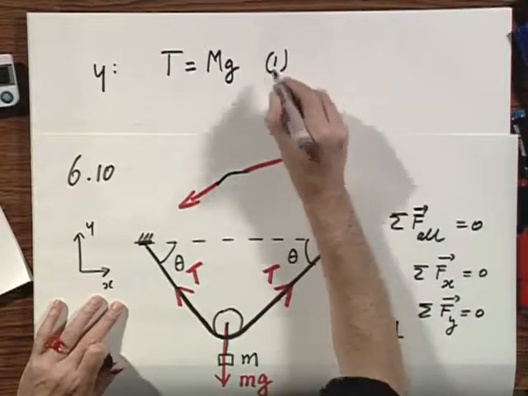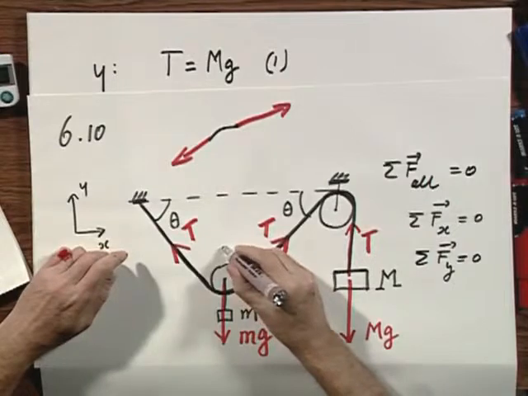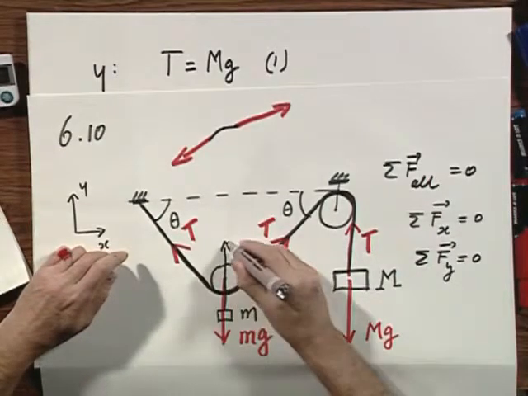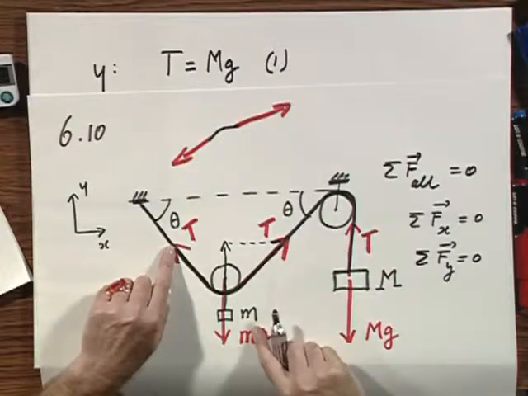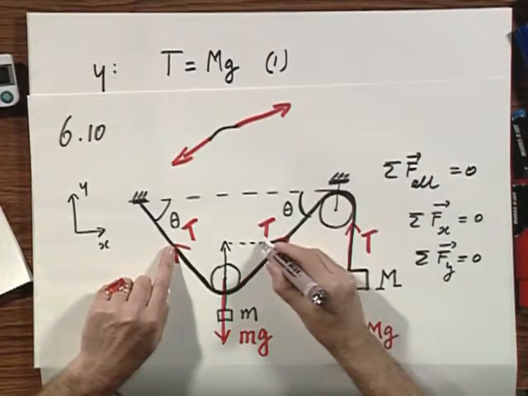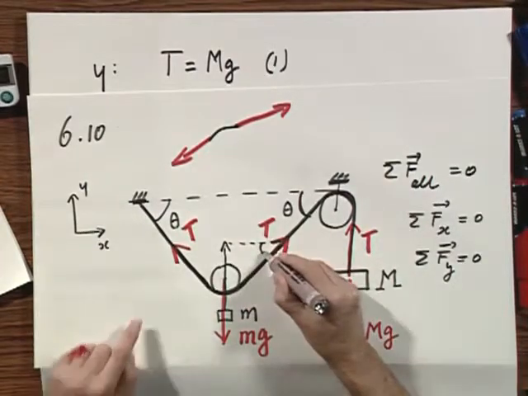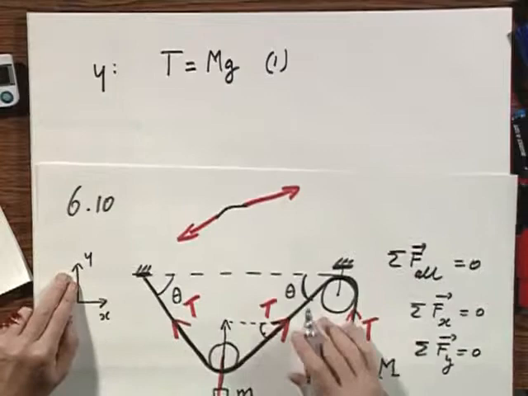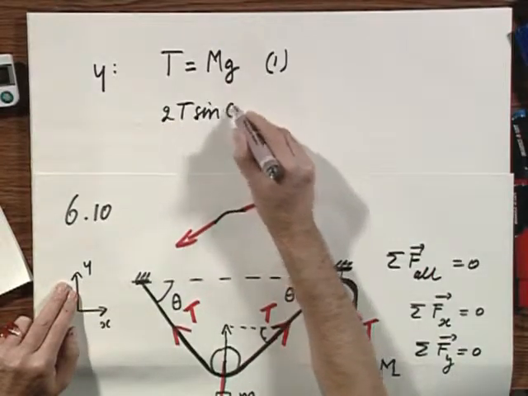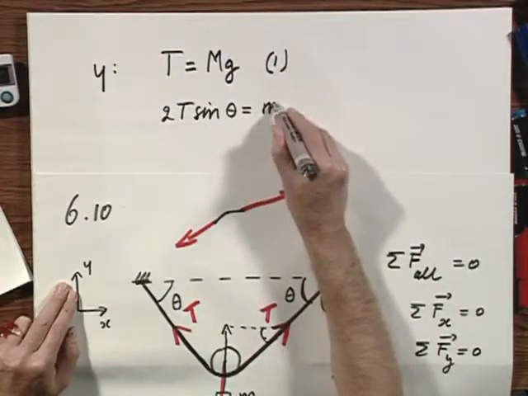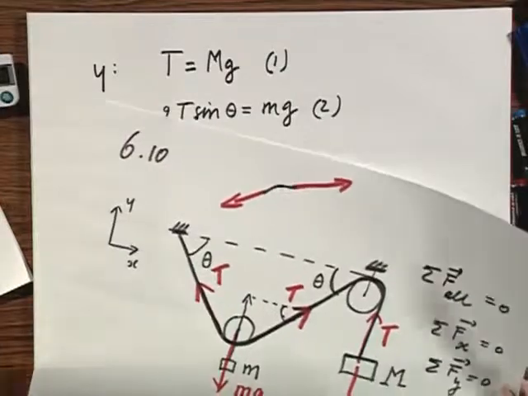So that's 1. And for this one, the vertical component of these two tensions must exactly cancel out mg. Now if this angle is theta, then this is also theta. So this vertical component is T sine theta, but I have two of them. So what do I get? I get 2T times the sine of theta equals little mg. And that is my second equation.